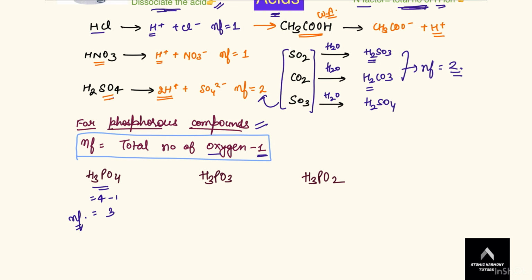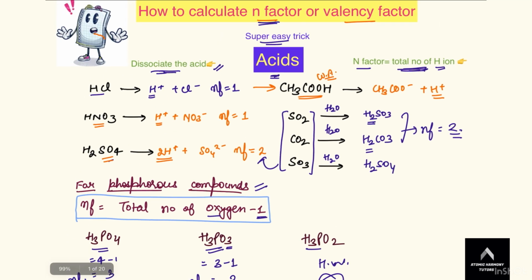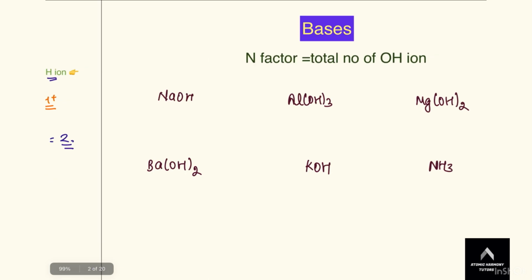Now in case of H3PO3, the total number of oxygen is 3. Subtract 1, then what do we get? 2. So n factor for H3PO3 is 2. Similarly in case of H3PO2, this is the homework for you and the answer is 1. Then why 1? You will see with the help of this trick. Let's start with the base.